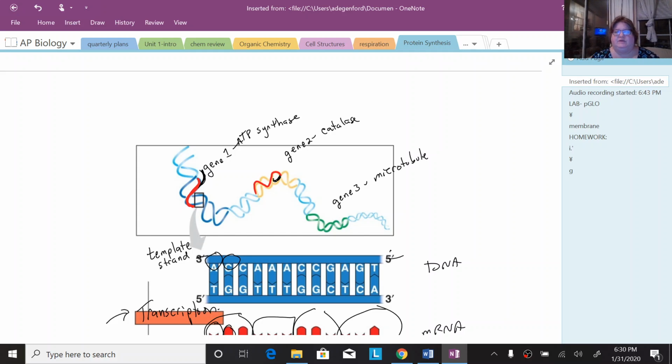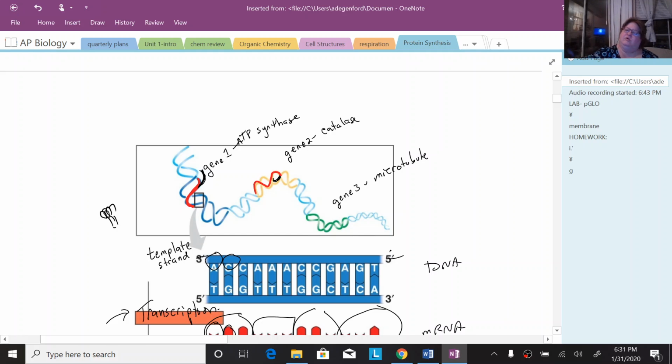Just for the sake of argument, let's say that gene 1 is the gene for ATP synthase. By the time you're done, you would have our lovely little mushroom ATP synthase that is building our ATP molecules. Let's say gene 2 would be our catalase enzyme gene, and then gene 3 could be a gene for microtubules. Now, this is not to say they're all on the same DNA strand. They could be on a different chromosome, but let's just use those for examples.